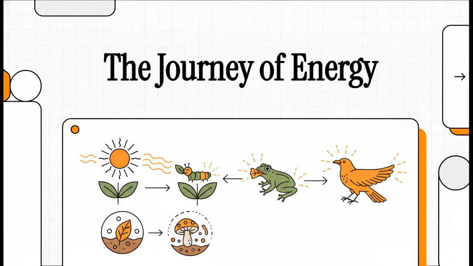All right, welcome to the explainer. Today, we are going to follow the energy. Think about it, from the sun to a plant to a tiny little insect all the way up to a hawk soaring in the sky. We're going to trace that incredible path that powers, well, pretty much all life on Earth. We're talking about the food chain.